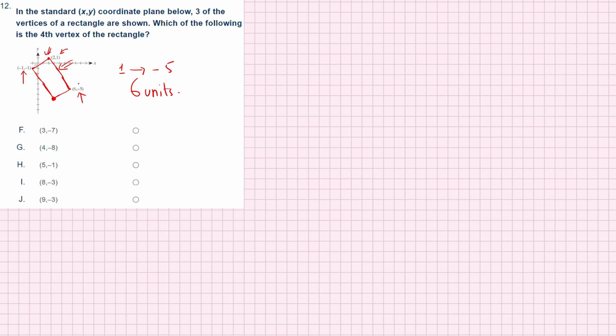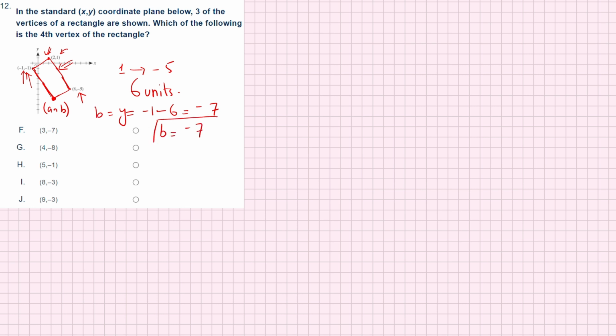Similarly, if we take this value, -1, and go 6 units down, it will give us the value. So we are going 6 units down from -1. It means we can subtract 6 from this, so we will have -7, right? So this is the y coordinate of the fourth vertex. Let's say a comma b. So b will be equal to -7.